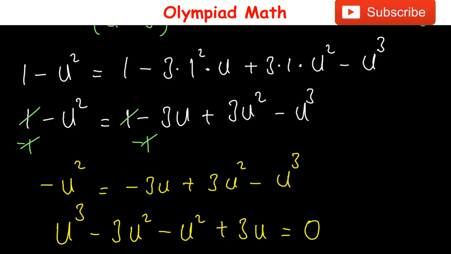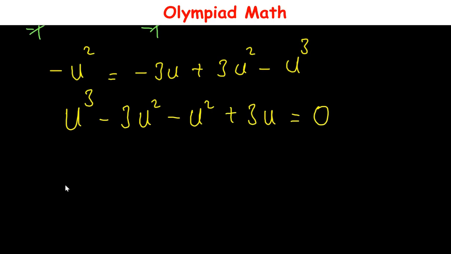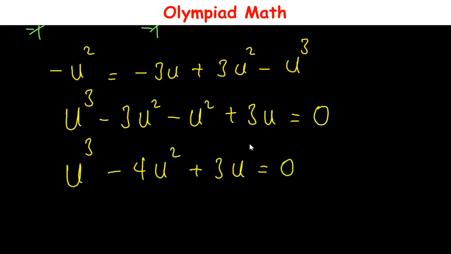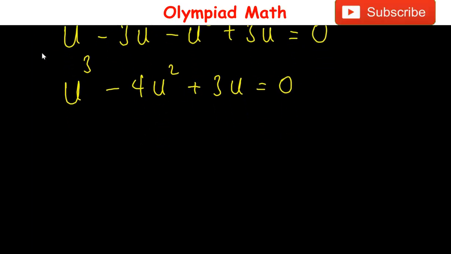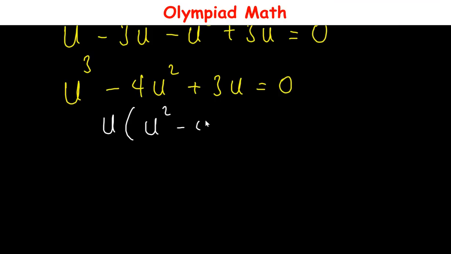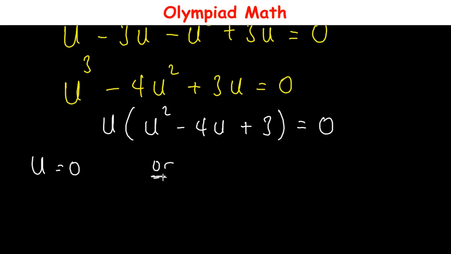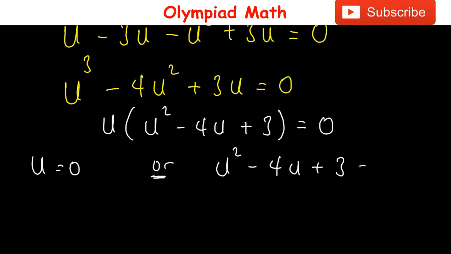So from here, this equation can then be written as u raised to power 3 minus 3u squared minus u squared, that is minus 4u squared, plus 3u equals 0. Next, factorize u from this equation. This becomes u into brackets u squared minus 4u plus 3, and this equals 0. So at this junction, we can equate this to 0. So we have u equals 0, or we have u squared minus 4 times u plus 3, and this equals 0.